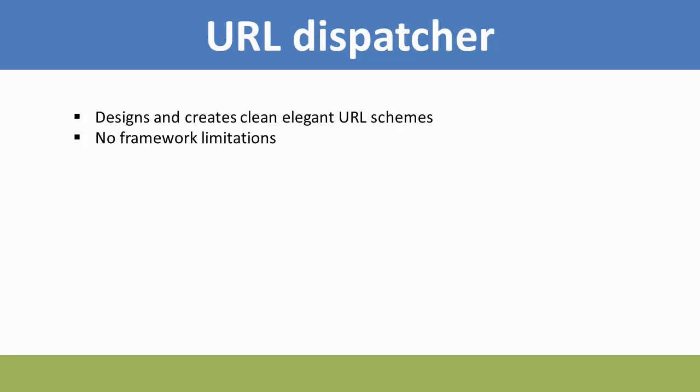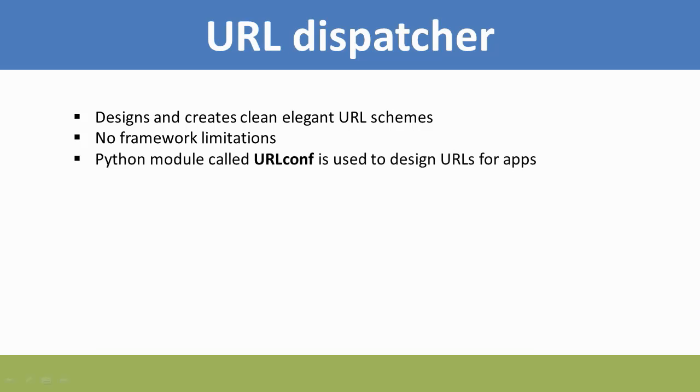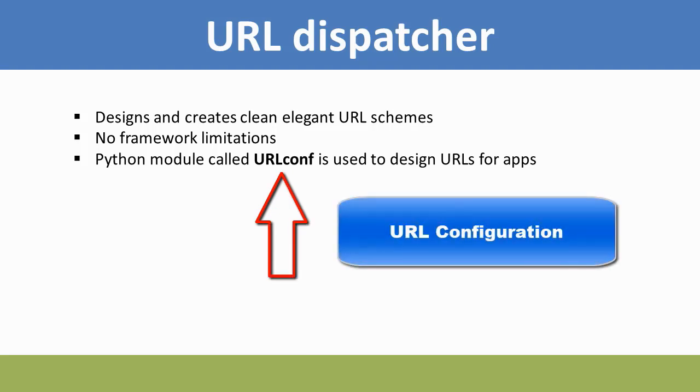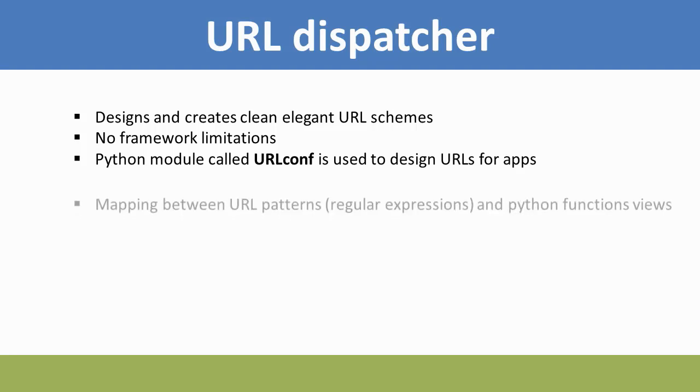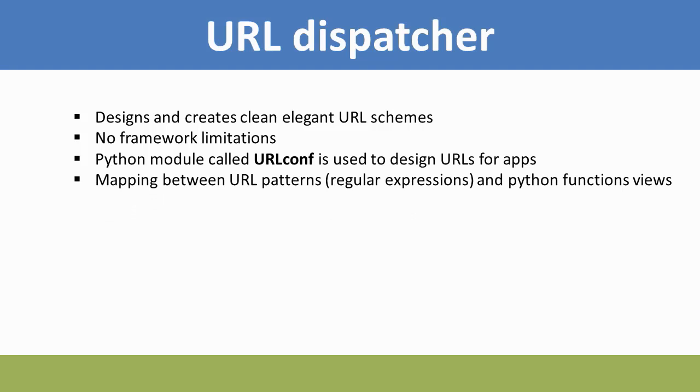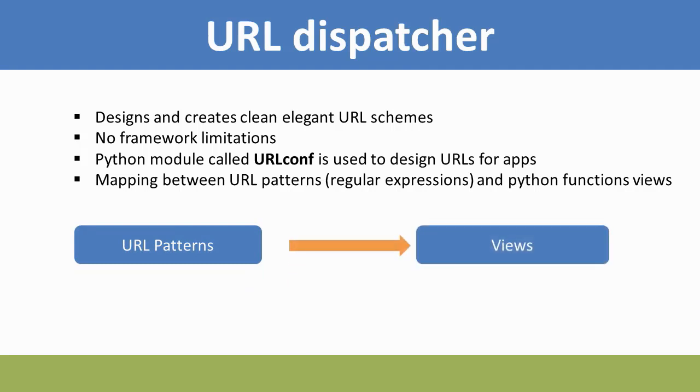The Python module URLconf is what you actually use to design the URLs that you will use for your apps. So in order to design the URLs for your apps, you'll have to create a Python module, which is known as the URLconf, also referred to as the URL configuration. This module is Python based, it's pure Python code. It's a simple mapping between the URL patterns, which are basically simple regular expressions, to Python functions, which are basically your views. So that's what the config does. It maps the URL patterns to the views. The views are also referred to as functions in Python.